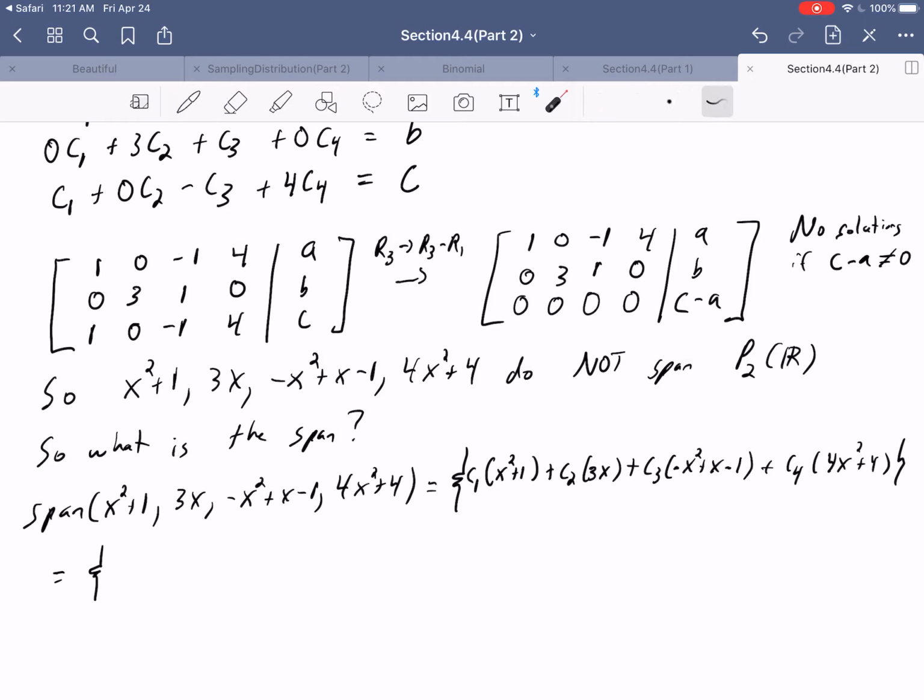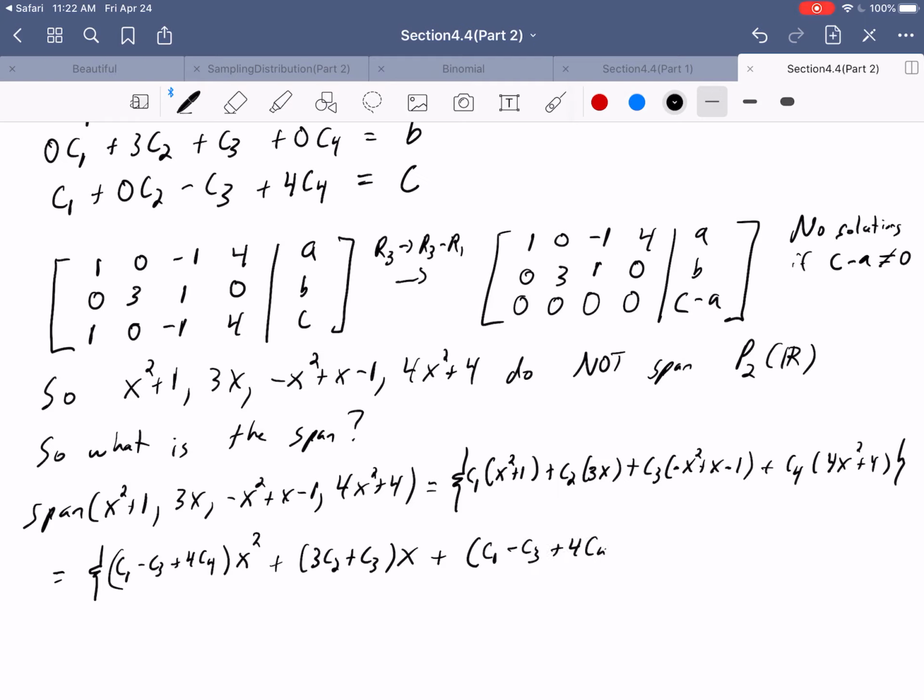Well, what sort of things do we get for x squared? Well, we get C1, negative C3, and 4C4. So that looks like we would get something that looks like C1 minus C3 plus 4C4 times x squared. And then looks like we get plus, what do we get for x? Looks like 3C2 plus C3. So we get 3C2 plus C3 times x. And then finally, we get plus C1 minus C3 plus 4C4.